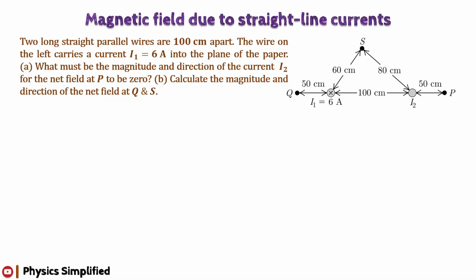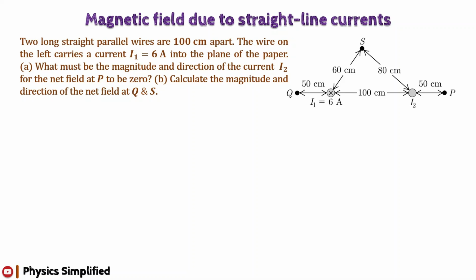In the first part of the problem, we need to find the magnitude and direction of the steady current through the wire on the right, such that the net magnetic field at the point P becomes zero. Knowing the current in the wire on right, we need to determine the magnitudes and directions of the magnetic fields at points Q and S in part B of the problem.